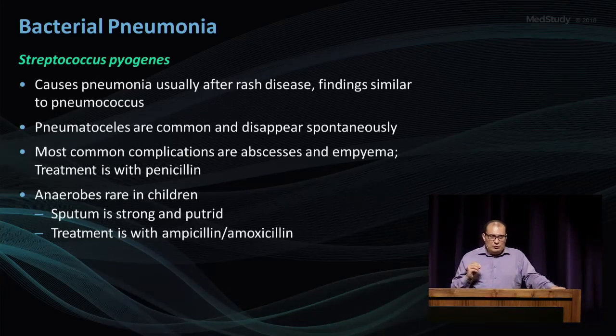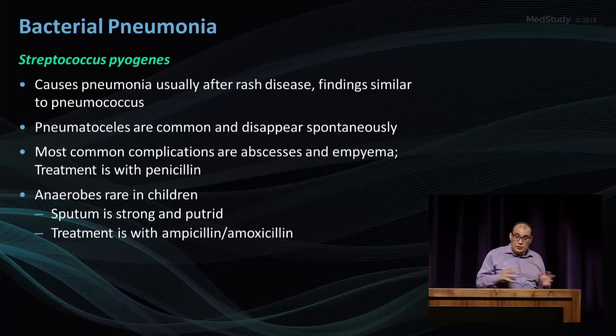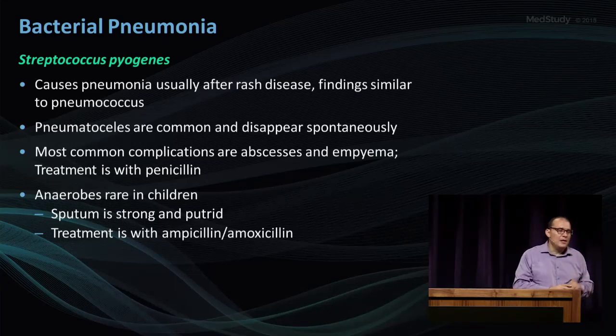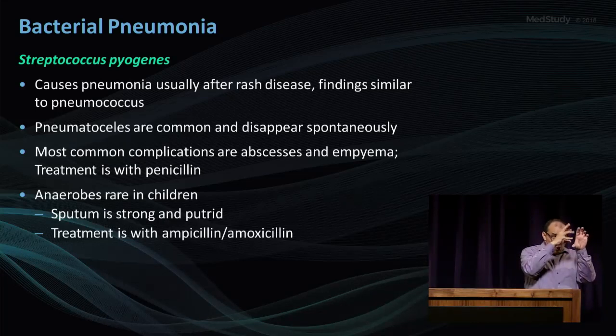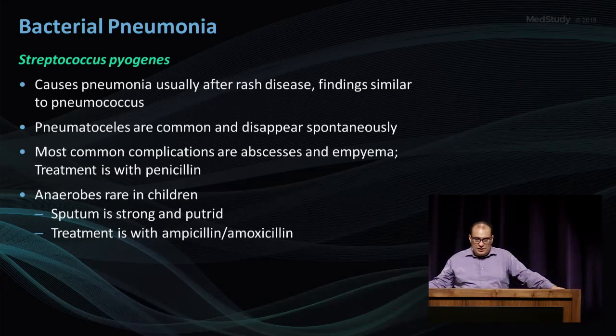They could have pneumatocele, but when you hear pneumatocele, think staph. They are common, and pneumatoceles disappear. They could take weeks, but they disappear spontaneously. So what's a pneumatocele? It is a cyst or necrosis in the lung with a rim of inflammation. But when you see pneumatocele, think of staph. The most common complications are that they could develop abscesses and empyema, and you treat them. They are strep, so you treat with penicillin.